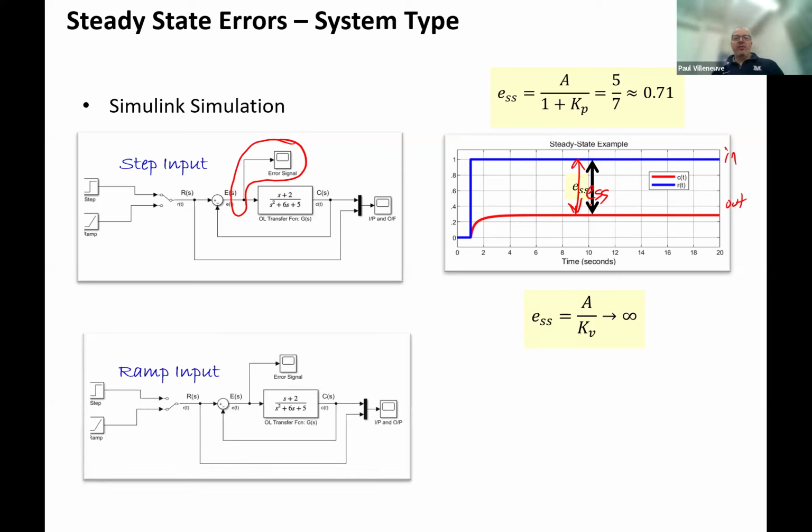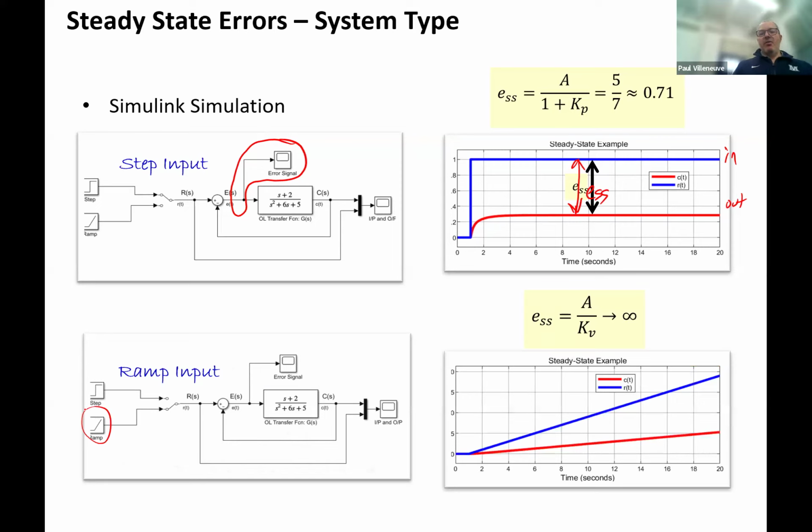Now, if I go ahead and do my ramp input, so all I've done is toggle the switch from a step to a ramp. You can see how my input signal, the blue line, continues to increase with time. But my output does increase, but you can see that gap is getting greater and greater. This is only shown for 20 seconds. If you went to 200 seconds, that gap would be even further. So my steady state error approaches infinity. If time is allowed to go to infinity, my steady state error goes to infinity.